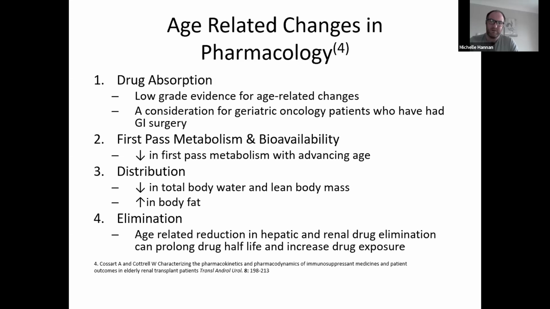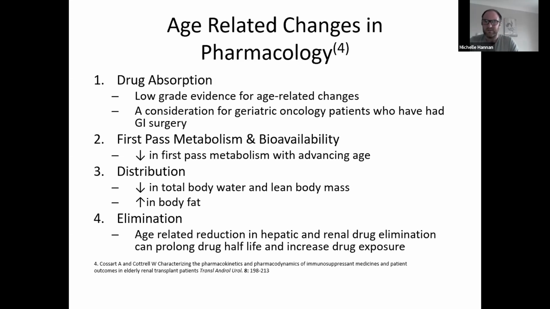First pass metabolism, bioavailability, you get a decrease in first pass metabolism with advancing age. And first pass metabolism is the mechanism by which prednisone is converted to prednisolone. So if you work in a center that uses prednisone, as patients get older and their first pass metabolism decreases, the conversion from the inactive prednisone to the active form of prednisolone will actually decrease and slow down as well.